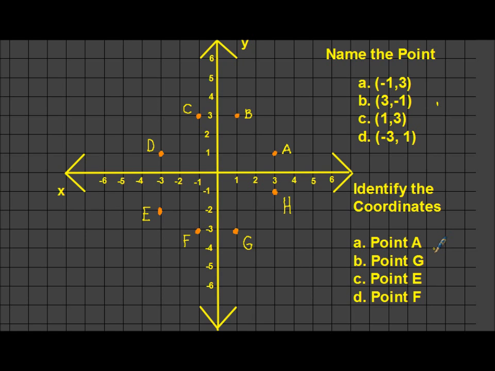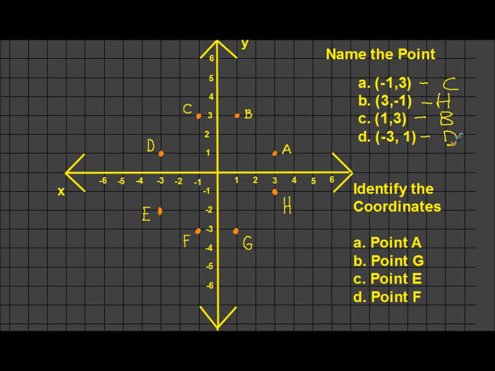Alright, so the first one we have negative 1, 3, which would be point C. On B we have 3, negative 1, that's point B. And then we have 1, 3, so this is point A. And letter D we have negative 3, 1, and that's letter D.